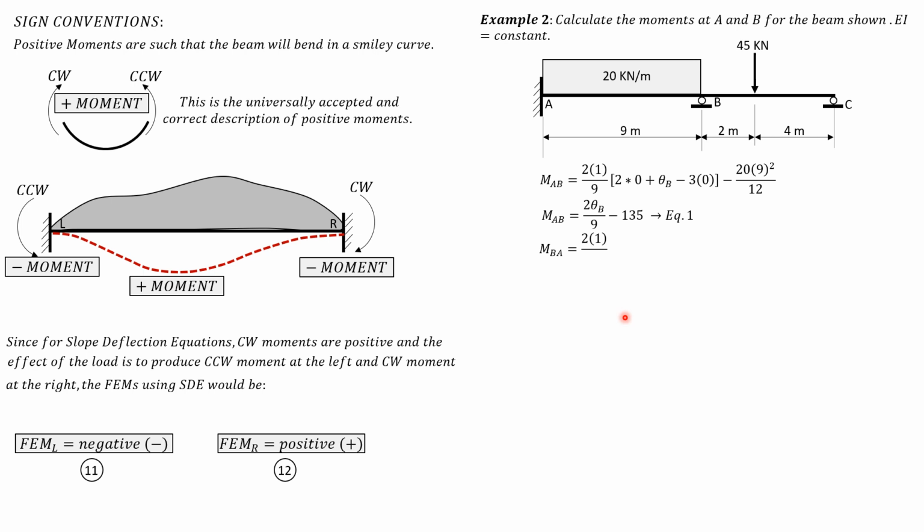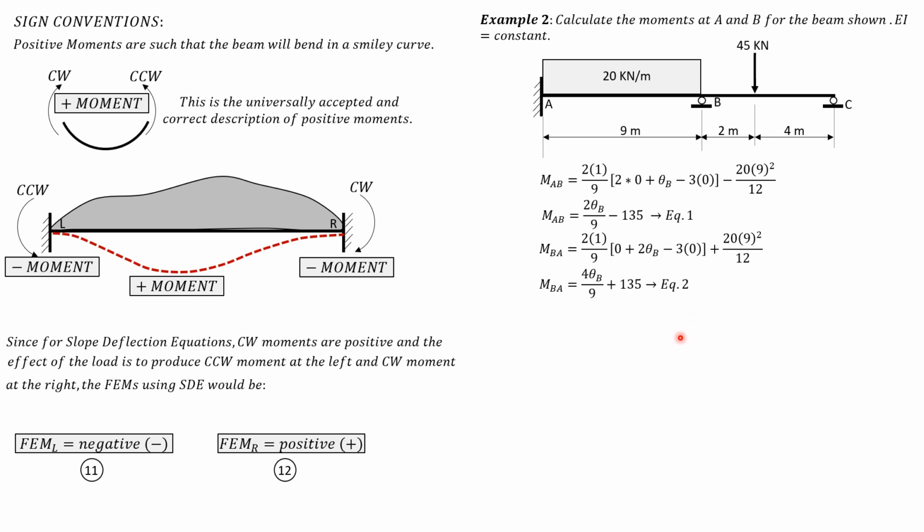So 2 times 1 over 9 times quantity 0 plus 2 times theta B minus 3 times 0, then plus W 9 squared over 12. Why is it plus? Because at the right end, the fixed moment is clockwise, and clockwise moment is positive in the slope deflection equation. So that's why it's plus. So MBA is 4 over 9 theta B plus 135.